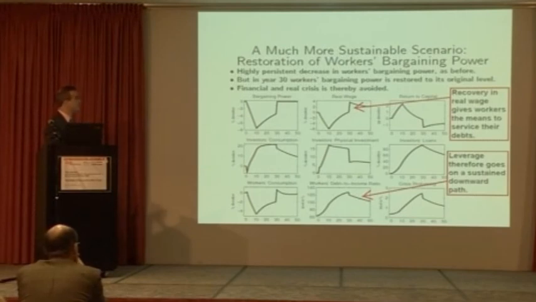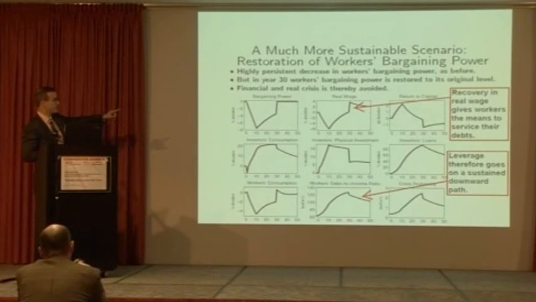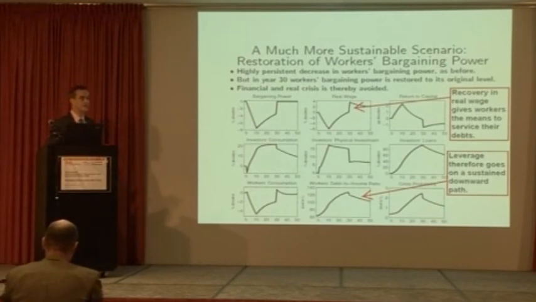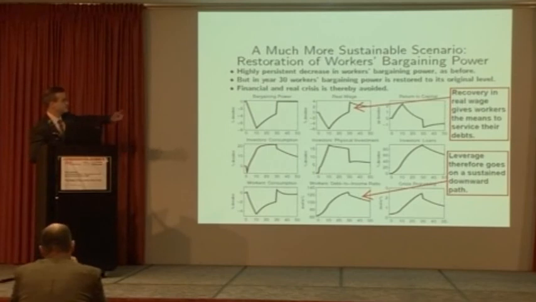So here we claim, let's look at another scenario where we just restore workers' bargaining power. And there's discussion in the paper of how that could happen. It's not that easy, obviously, it's a big question. But let's assume that workers' bargaining power in year 30 is restored. And we're also saying, and for good reasons, as will become obvious, that that is enough to forestall a crisis. So there will not be a crisis in year 30. So bargaining power returns to its original level in period 30.